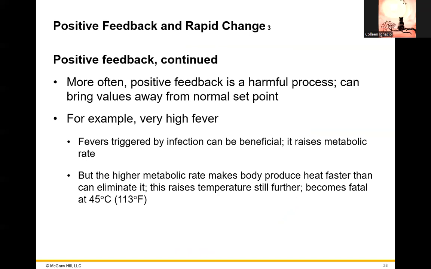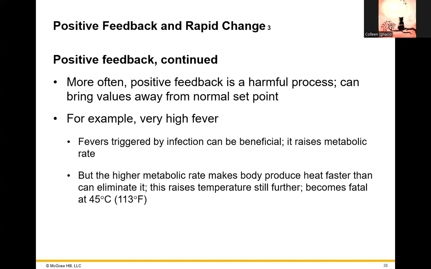A lot of times, positive feedback can be a harmful process. Another example of this is a very high fever. Fevers triggered by infection can be beneficial. Something to note is that it is a normal response that your body has if there is an infection present, if there is a pathogen that is seeking to make us ill. The problem is if that fever gets too high, it can make the body too hot faster than the body can eliminate the heat, and it can become fatal.